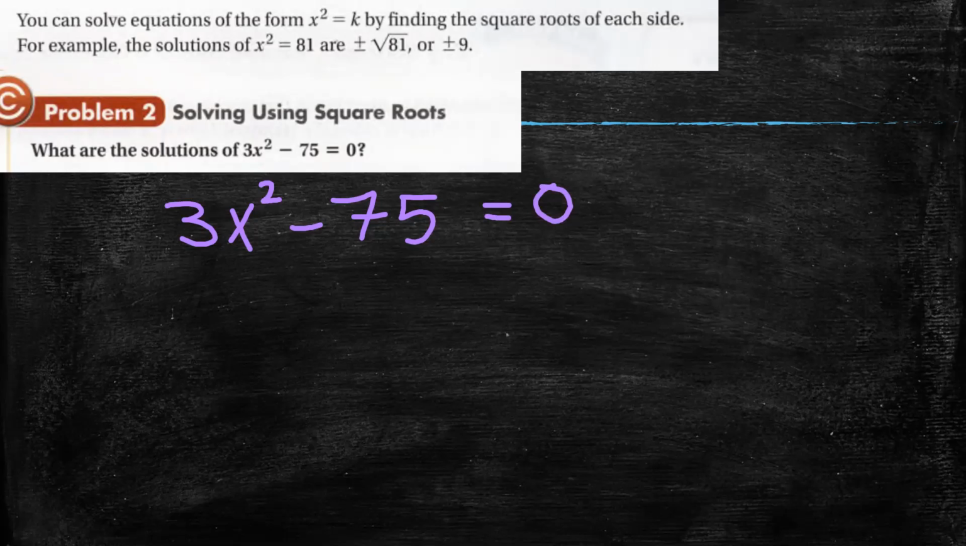The first step, you have to isolate the variable on one side and put the other terms on the other side. How do I move the other term to the other side? Who can remind me? By adding 75 to both sides, plus 75, changing the sign. 75 plus 75.